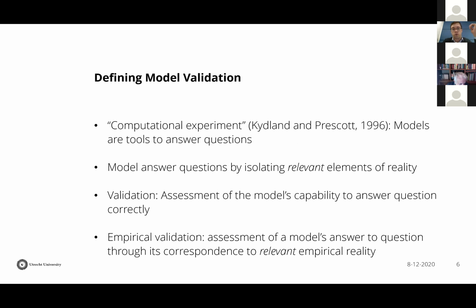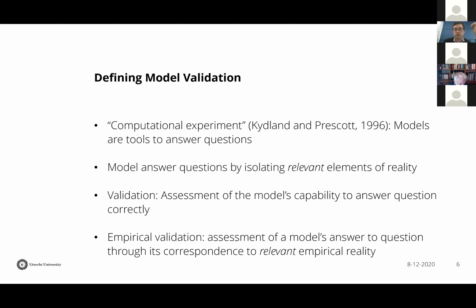So first, what is model validation? First, it is important to say something about how we define a model. There are many ways to talk about models, but the way that I'll use in this paper is a model as a computational experiment in which models are tools to answer questions. And models are also specifically constructed to answer a question. And models answer questions by isolating certain relevant elements of reality. So basically they highlight the elements that we deem are essential for answering the question posed.